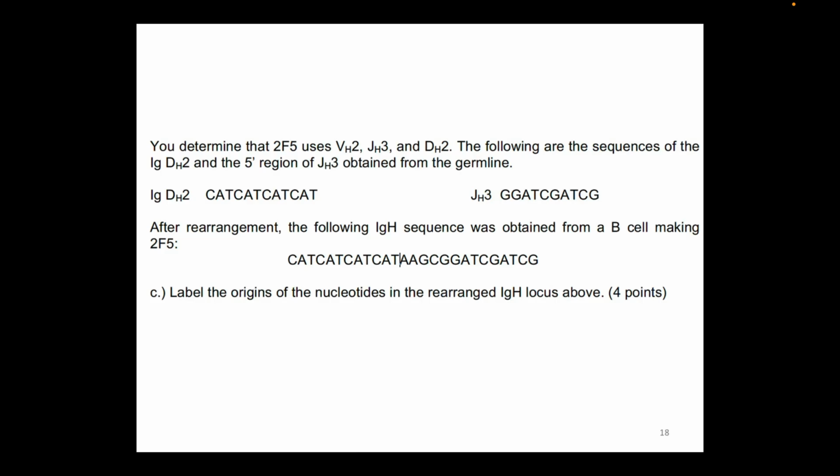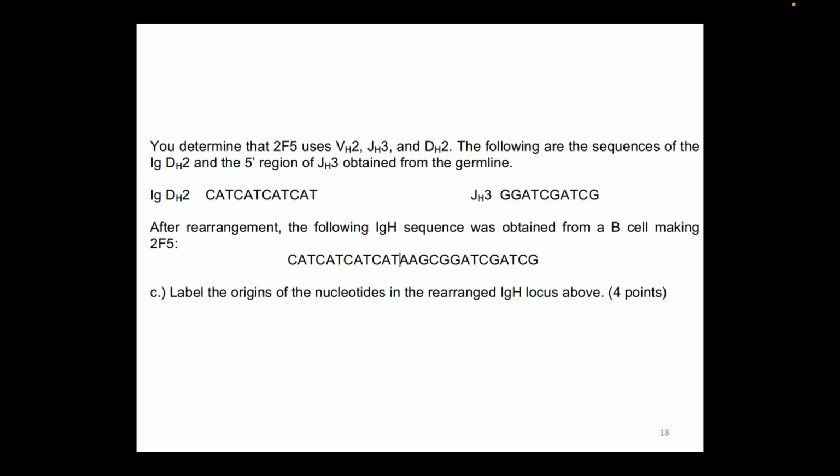So I want to show you a couple of different questions I have asked in the past about this so that we can walk through how you would do these questions. And so here you can see I'm telling you about a B cell, and I tell you which V, D, and J segments it uses. And then I zoom in on two of those sequences that would have been joined together. In this case, the D and the J of the heavy chain. And I show you the germline sequence, basically the before sequence. And then I also show you the after sequence.